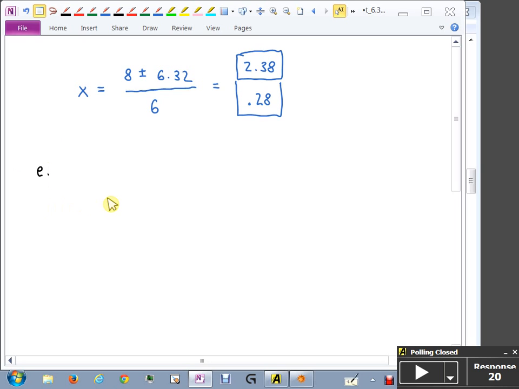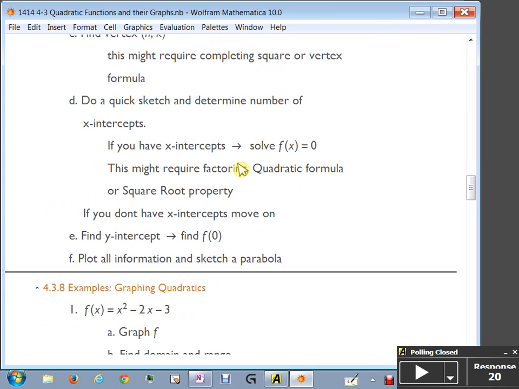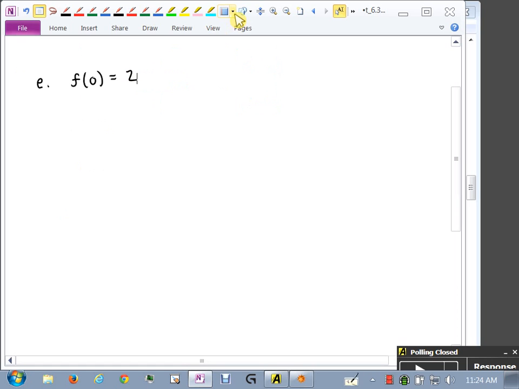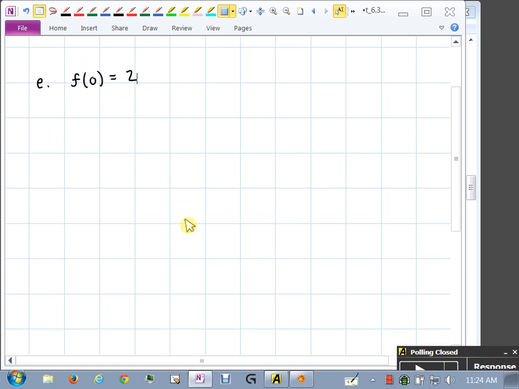Okay, so now step E is what? Find the y-intercept, and that's just plugging 0 into the function. So f of 0 is just whatever number is sitting out there in the end, that's 2. It's going to be a point. And then part f is to put it all on a graph. So here comes my graph.